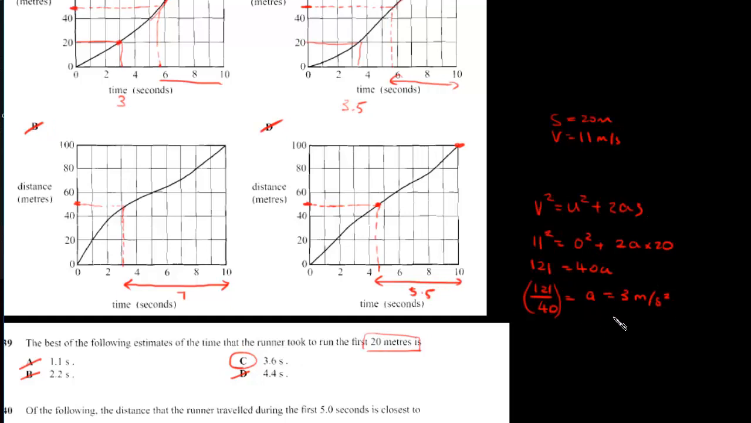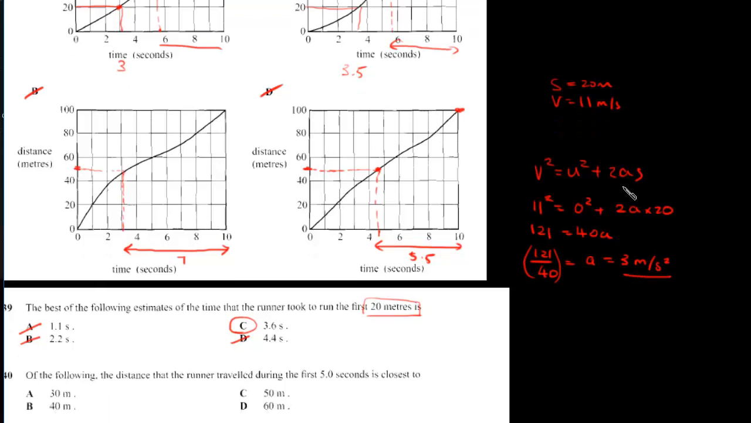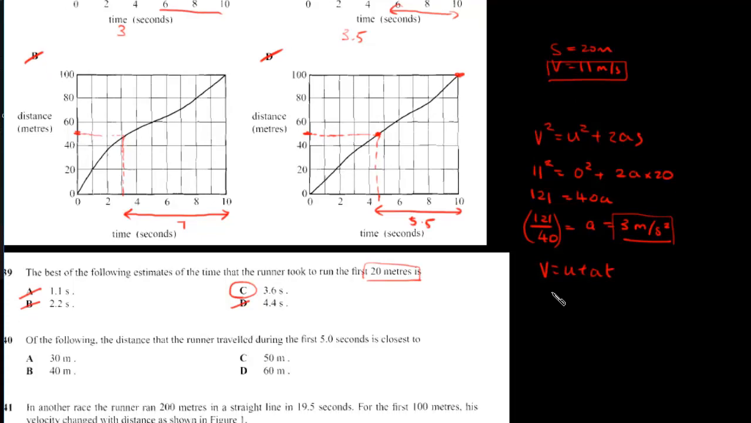Now, how long does it take? This is the average acceleration, which can help us answer this one right here. So at an acceleration of 3, how long does it take to reach 11 meters per second? You can use this equation here, v equals u plus at. Final velocity is 11, initial velocity is 0, acceleration is 3 times time. So time is equal to 11 over 3. So it's about 3 point something, right? Because 9 divided by 3 is 3, and 12 divided by 3 is 4. So it's about 3.7 or 3.6, something like that. So the answer is 3.6 right there, okay?